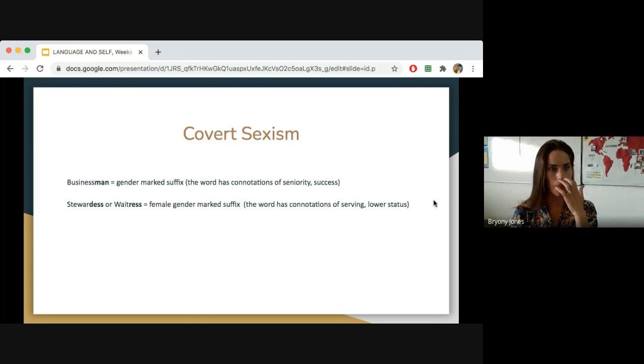Okay. So, covert sexism. This is like hidden sexism. Covert means hidden, right? Covert sexism means sexism is inserted into the language in such a subtle way that you almost don't realize you're doing it, because it just becomes part of your everyday vernacular, your everyday usage of language. So like when we say, oh, my friend is a businessman, we assume, obviously, that this is a man because we have the gender-marked suffix man. And then we have these connotations of success and seniority, right?